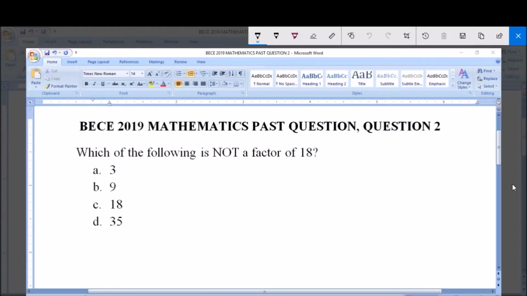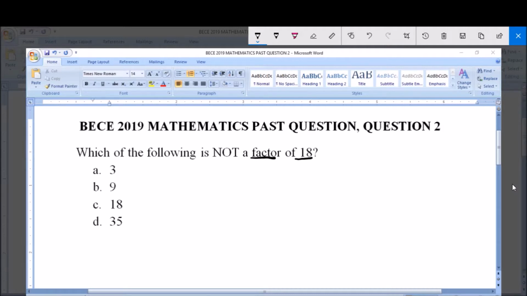Today we're going to be dealing with BECE 2019 Mathematics Past Question, Question 2. Which of the following is not a factor of 18? A. 3, B. 9, C. 18, and D. 35. Now pick the main points, the factor of 18.